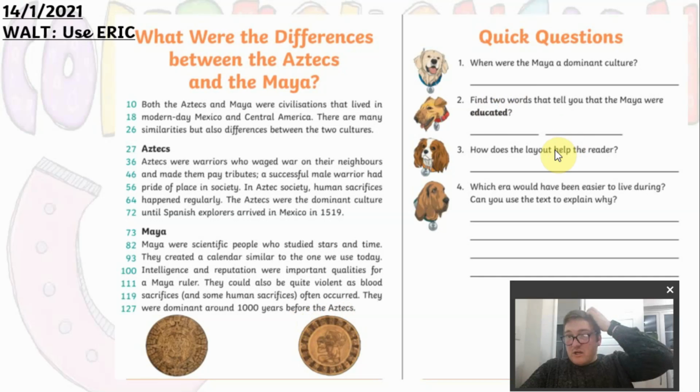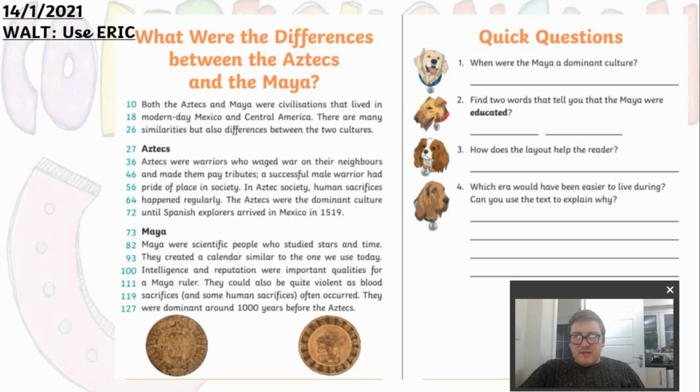Okay, so our questions are: Rex the Retriever asks, when were the Maya a dominant culture? When were the Maya a dominant culture? Okay, so I'll let you pause the video and have a go. Question number 2, Vocabulary Victor asks, find the 2 words that tell you that the Maya were educated. So find the 2 words that tell you that the Maya were educated.